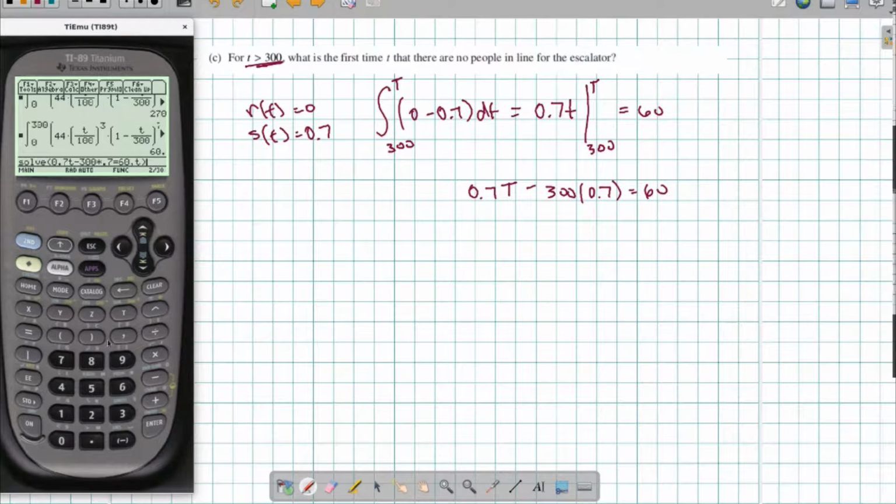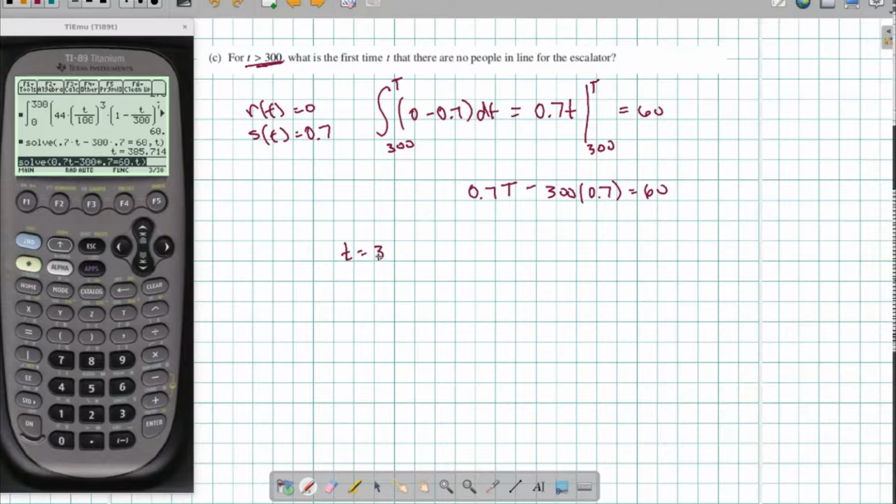And when I do that, I end up with t equals 385.714 seconds. So that's going to be the time that there's now no one on the escalator. It just takes 85 seconds for everyone to clear that off. Okay, on to part D.